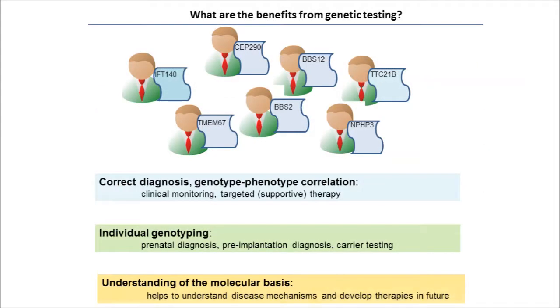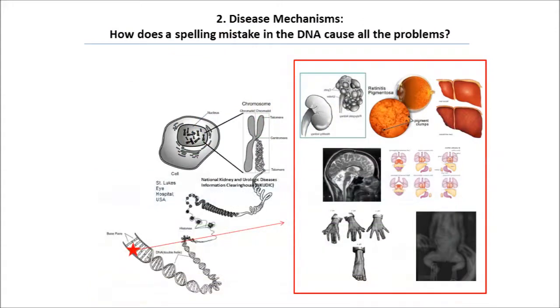So what are the benefits of knowing what gene mutation you carry? It's good for you yourself, for your individual therapy, but also maybe for the entire family, because it enables prenatal diagnosis and carrier testing. And maybe even more important, it is important to understand why these spelling mistakes lead to the disease. And that takes me on to the next part. In research in ciliopathies, many people try to solve the question, how does this spelling mistake here in the DNA give rise to all these problems?